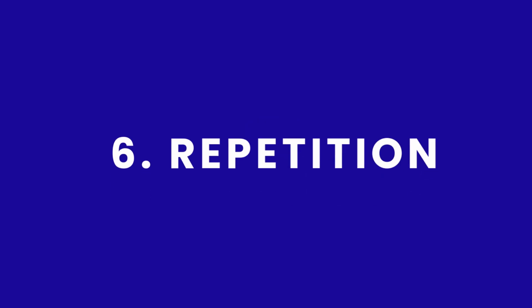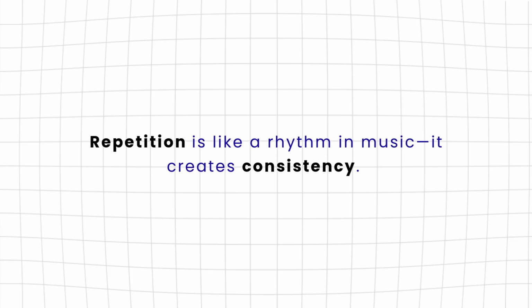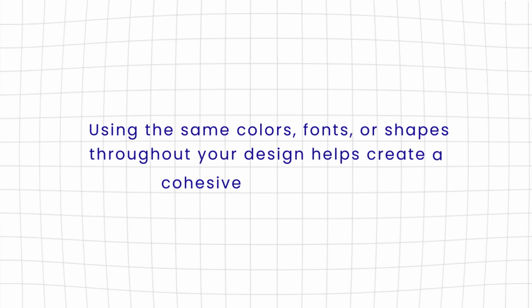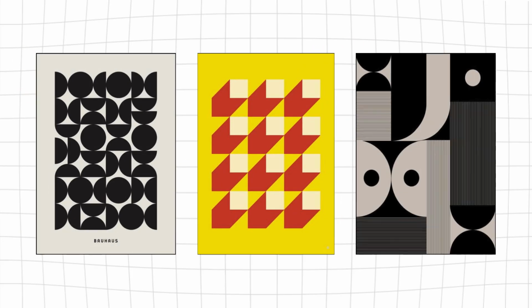The next one is repetition. Repetition is like a rhythm in music. It creates consistency. Think of a song with a catchy beat that repeats throughout. You can recognize it very quickly, right? So, using the same colors, fonts, or shapes throughout your design helps create a cohesive look and feel. Just like these examples, they have used very similar designs, lines, shapes and colors. So it gives a very appealing look, right?